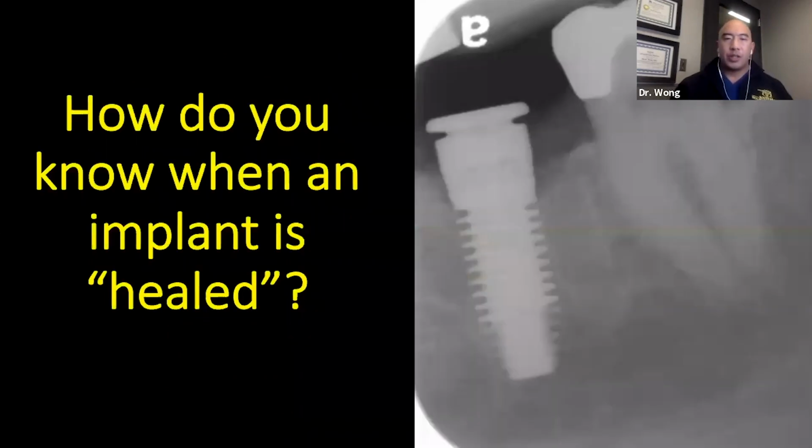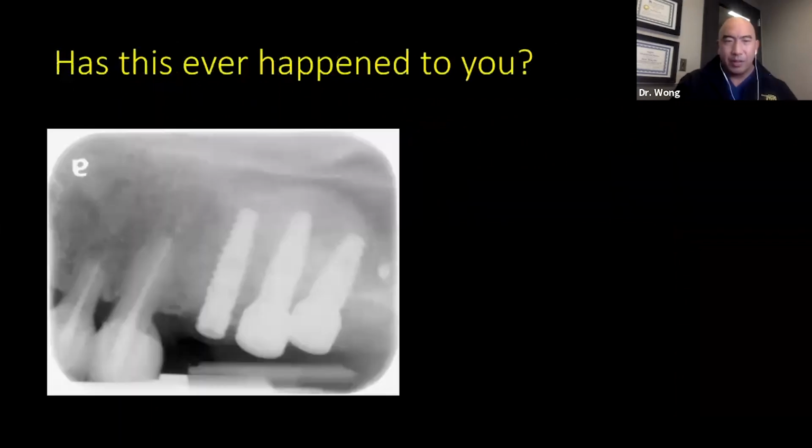So the first question that they came up with for me to answer is, how do you know when an implant is healed, right? So here's a radiograph of a healed implant. It's got a healing abutment on it. It's the old BioHorizons external hex. So this radiograph is pretty old. But how do you know when an implant's healed? Has this ever happened to you?